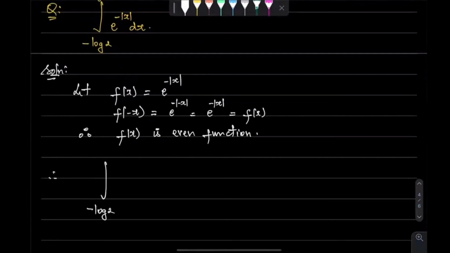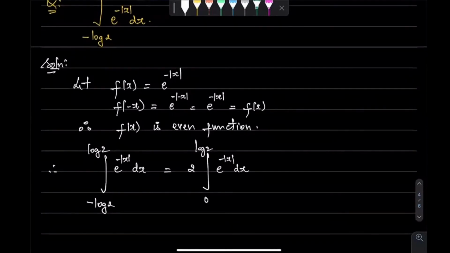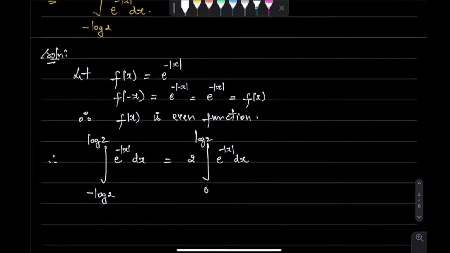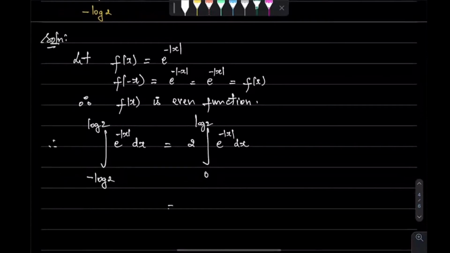from minus log 2 to plus log 2 of e power minus mod x dx becomes what? 2 times the integral from 0 to log 2 of e power minus mod x dx. Okay, write it down. Since it is the integral from 0 to log 2, it is positive, so what happens to my modulus function? It becomes positive. So I get 2 times, since it is 0 to log 2 on the positive side, my mod becomes e power minus x. Very good. You understand, children?